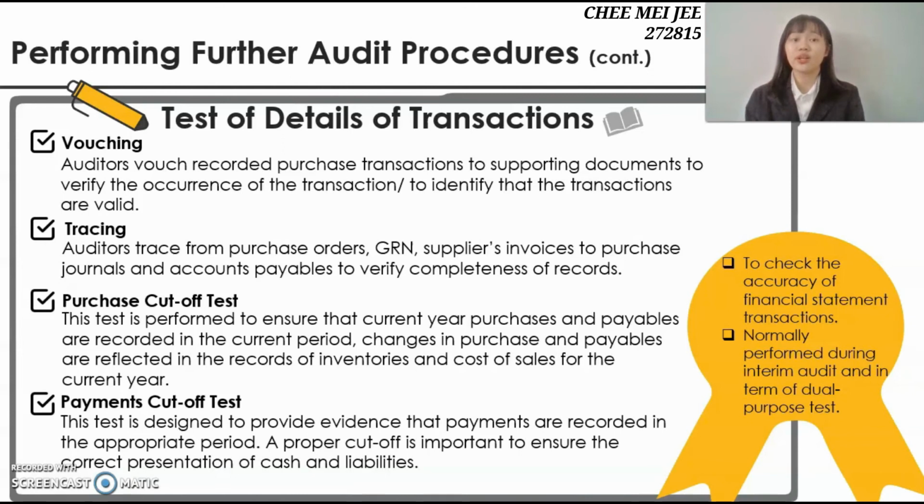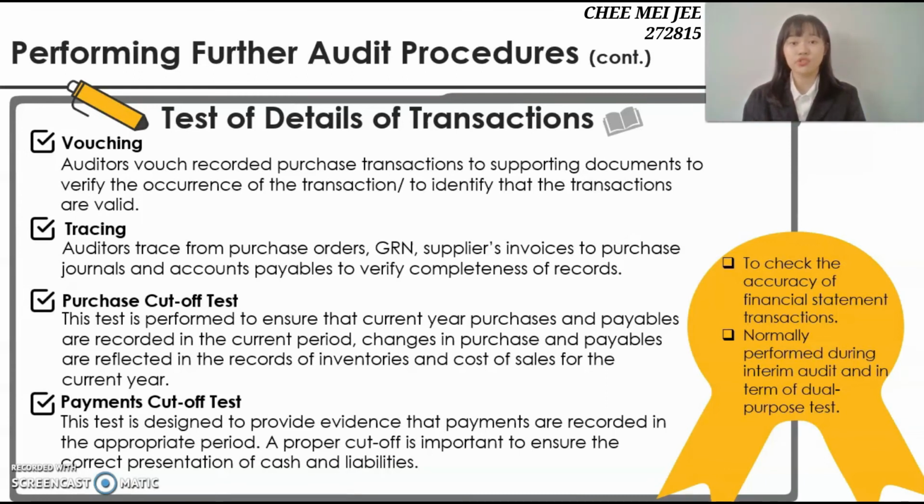Tests of transaction are done to check for the accuracy of the financial statement transaction. Tests of transaction are normally performed during the interim audit and in the form of dual-purpose tests, for example, the purchase cut-off test and the payment cut-off test. Document inspection is performed through vouching and tracing.